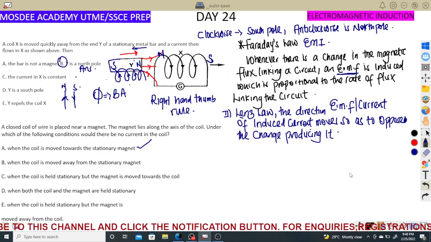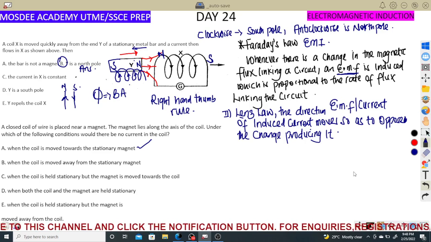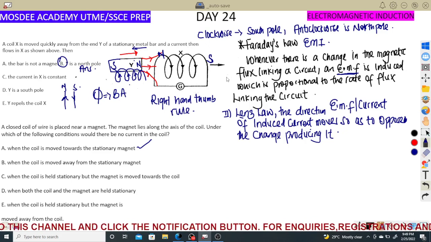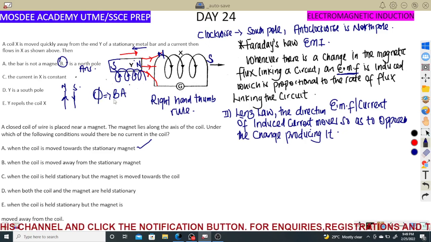Whenever there is a relative motion or a cut in the magnetic flux, the induced current always moves so as to oppose the change producing it. So it's always opposite to that of the coil or the magnet. This is the logic we use to get the direction of the induced current. Now, when the coil is moving, you always expect flux to increase. And flux increases as a result of an increase in magnetic field and area.